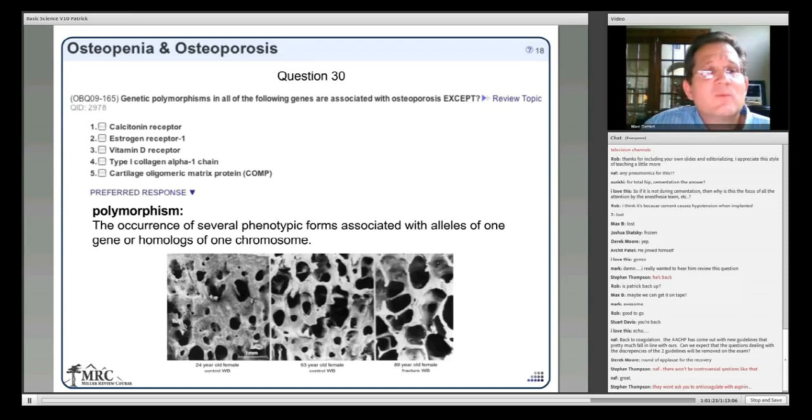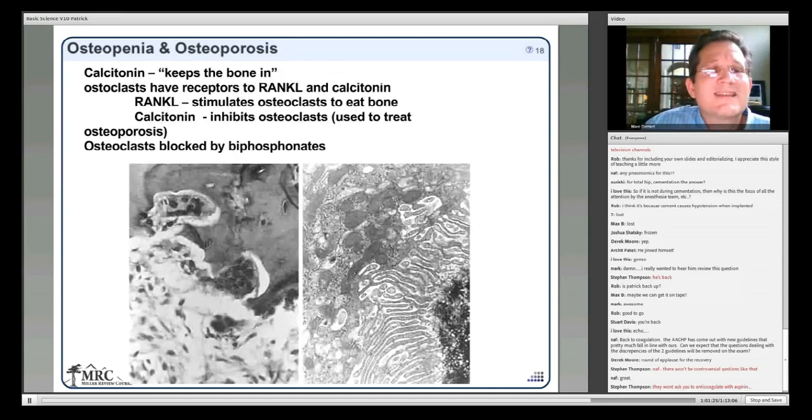And so they're asking which genes can cause osteoporosis except, well, as Pat already talked about, calcitonin keeps the bone in. Remember that, and that'll help you think out some of these questions. Osteoclasts have receptors to both RANKL and calcitonin. RANKL stimulates osteoclasts to eat bone, so RANKL makes bone go away unless there's osteoprotegerin around, and calcitonin inhibits the osteoclast. So it's actually used to treat osteoporosis.